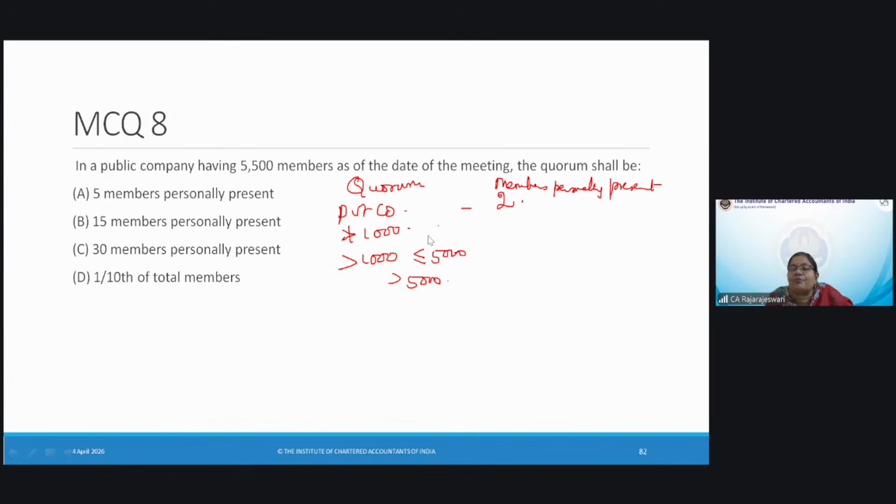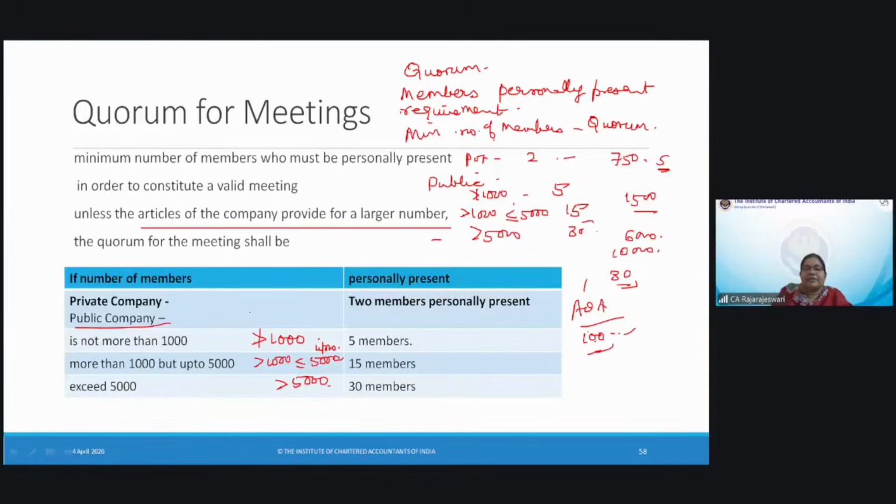I will go to that quorum. See, it says 5, 15, 30, right? That you remember. For more than 5,000 members, 30 members. For more than 1,000 but up to 5,000 members, 15 members. Not more than 1,000, so 1,000 or lesser than 1,000, it is 1,000 also here because this starts with more than 1,000. So 1,001 to 5,000. That is the concept.